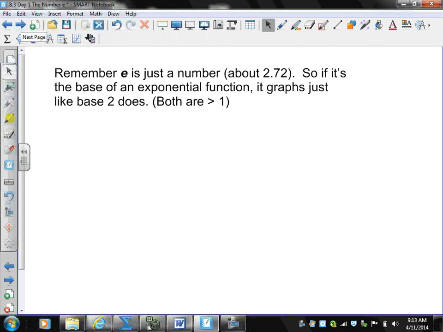So remember, e is just a number. It's about 2.72. So here's the important part about that. If we were to graph an exponential function that has base e, it's going to graph just like it did when we had base 2, because they're both greater than 1. So we're going to see exponential what? Growth or decay, folks? We're going to see exponential growth. Okay. So let's take a look at a graph.